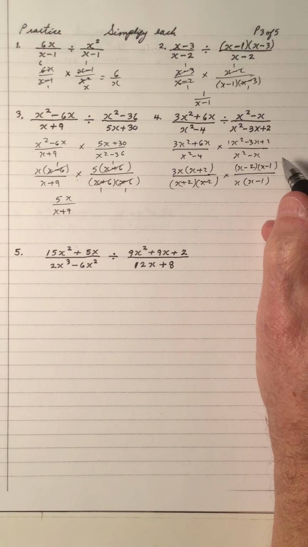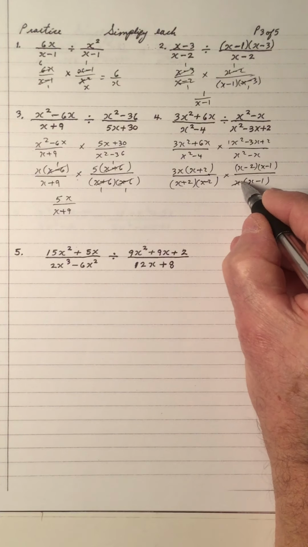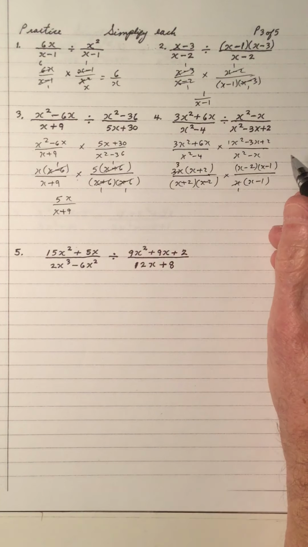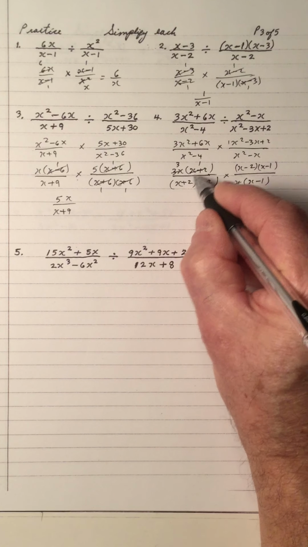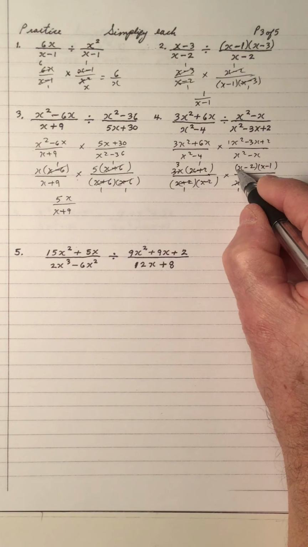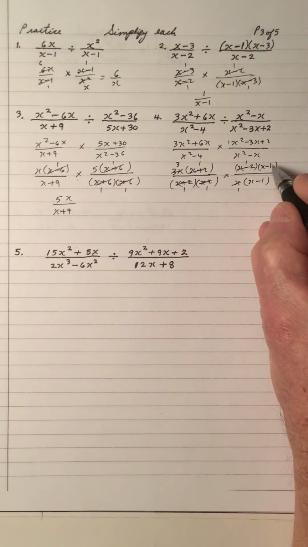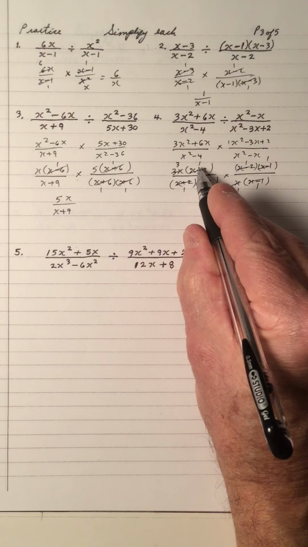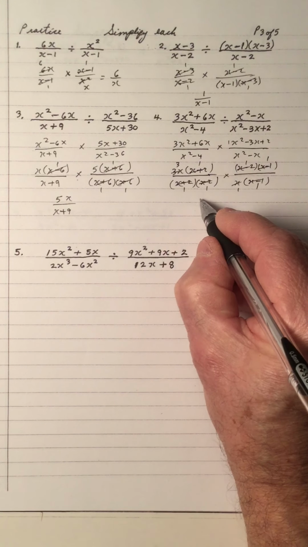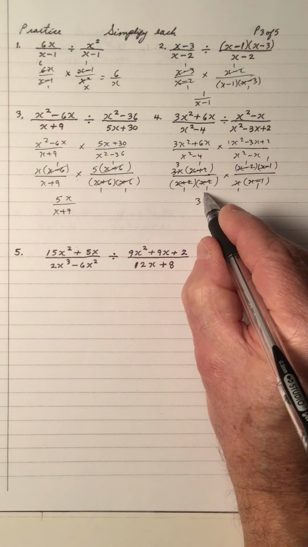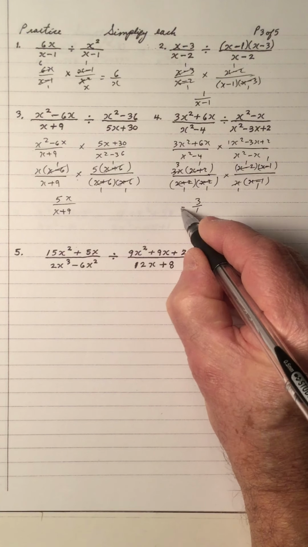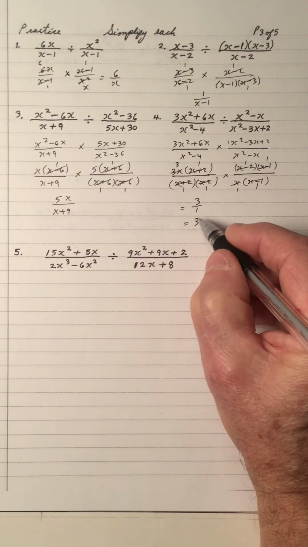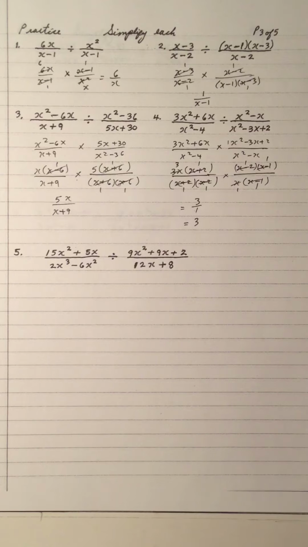Everything is factored, so cancel. 3x and x, x into x goes once. 3x divided by x is 3. X plus 2 cancels top and bottom. X minus 2 cancels top and bottom. X minus 1 cancels top and bottom. And I get 3 times 1 times 1 times 1 is the 3. 1 times 1 times 1 times 1 is 1. And that becomes a 3. I could just write down 3 without 3 over 1.